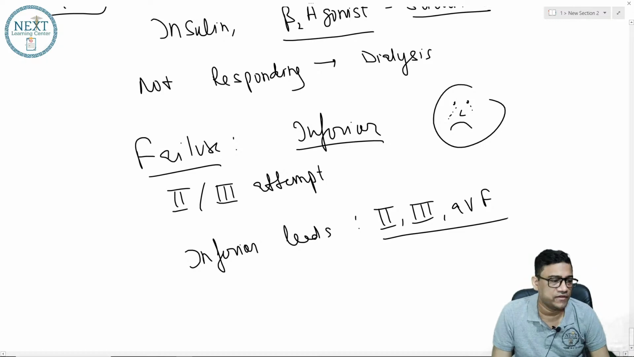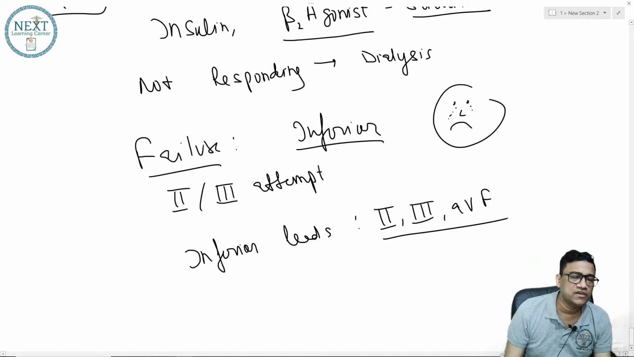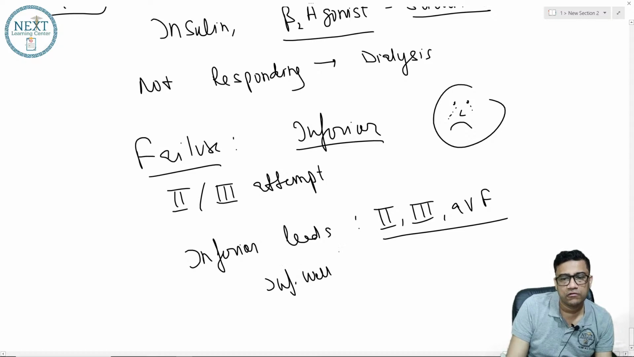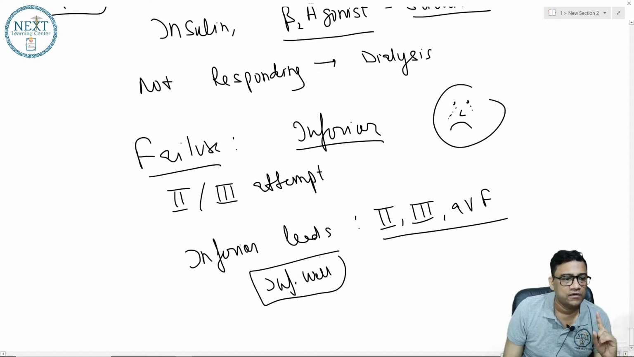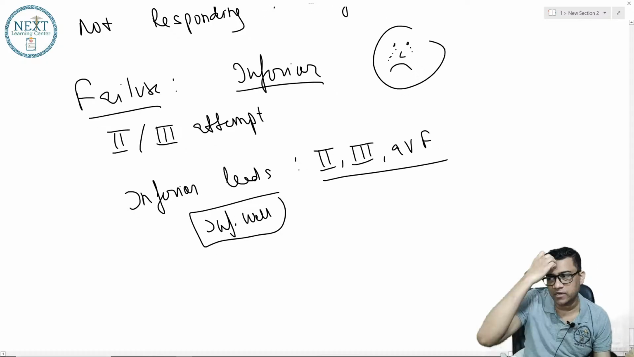Two, three, AVF. Done. And which artery? Right coronary artery. Which wall? Inferior wall. बोलना नहीं है, बोलने का नहीं, क्योंकि एग्जाम में आएगा.